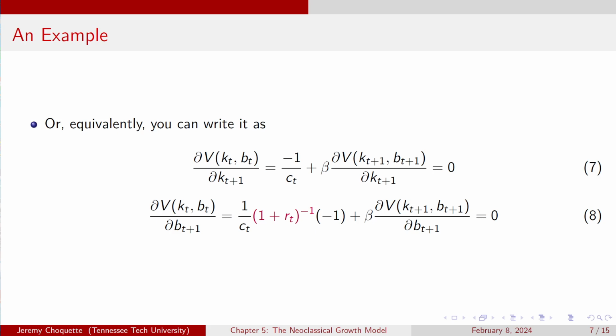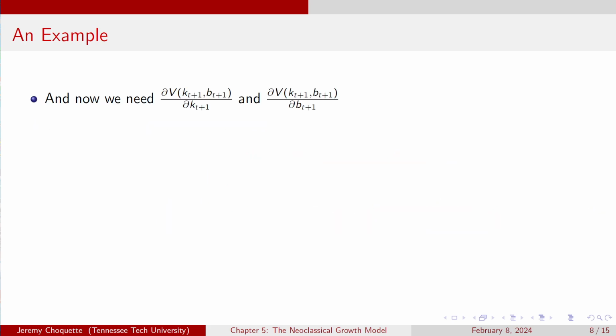Maybe this is a little bit simpler. That's easier to look at. Okay. Negative 1 over ct plus beta times partial v of kt plus 1 bt plus 1 with respect to kt plus 1 equals 0. And I've got 1 over ct times 1 plus the real interest rate to the negative 1 times negative 1 plus beta times the partial of v of kt plus 1 and bt plus 1 with respect to bt plus 1. And that's equal to 0.